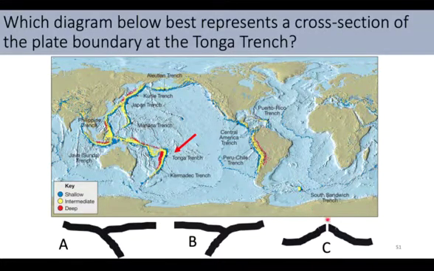So we know that there's a trench, so it can't be a mid-ocean ridge. This is showing a little mountain range. That would be a mid-ocean ridge. It can't be that. But we know that the deep part is on the western side.